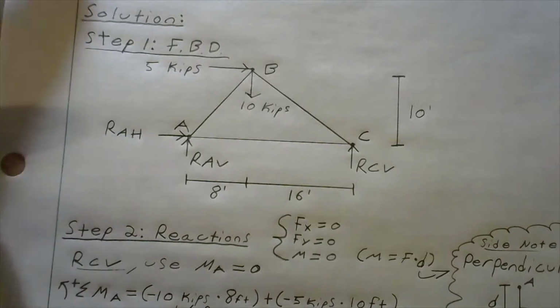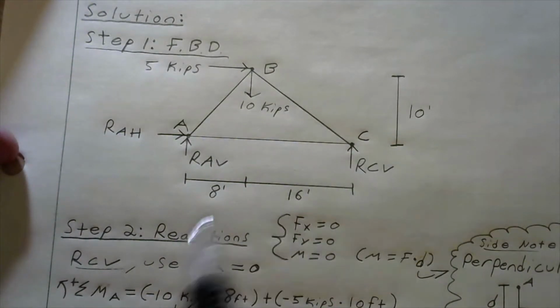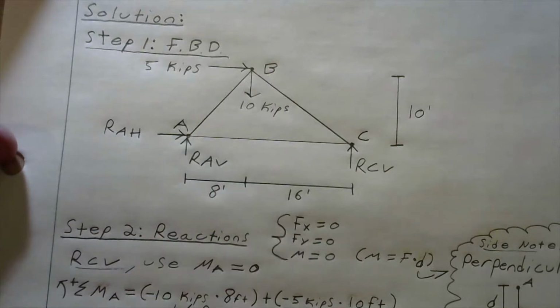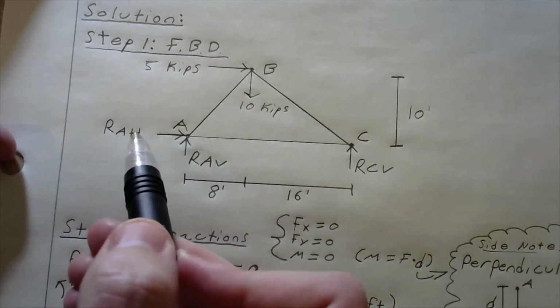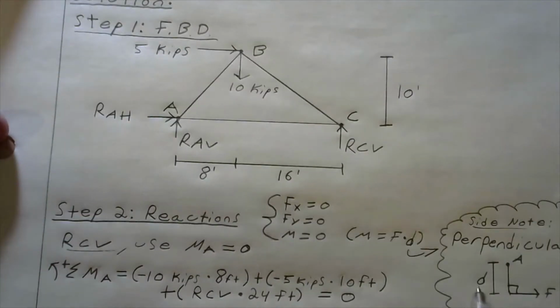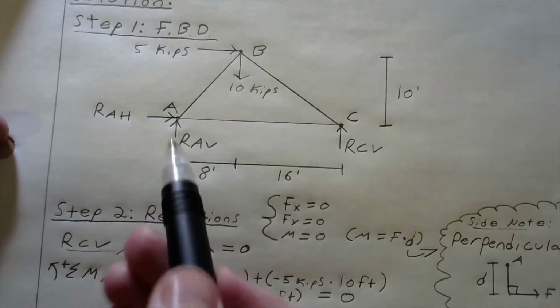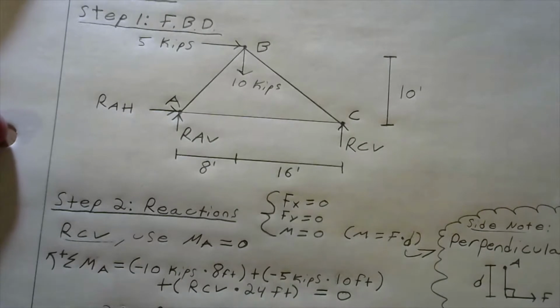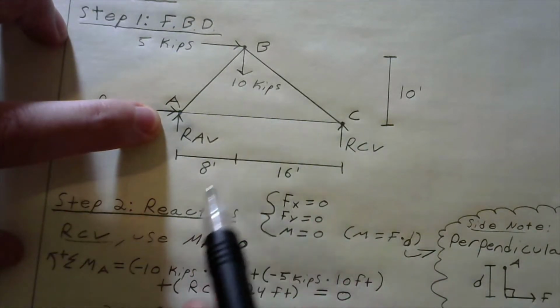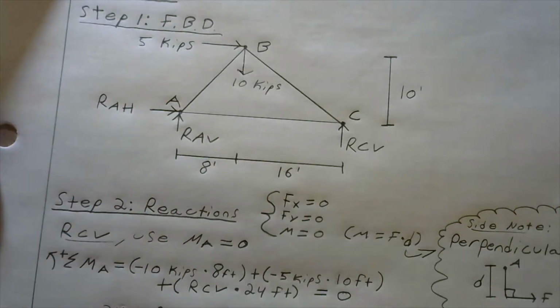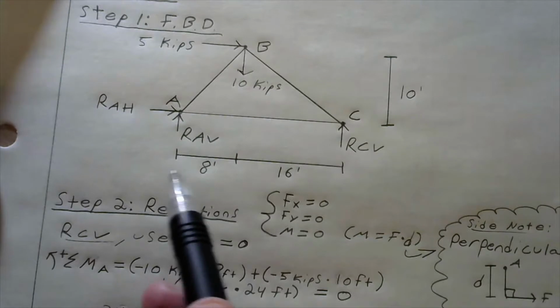And that's the distance you're going to use. So I'm going to start by finding RCV, and you do that by taking the moment about A. When you take the moment about A, it will cancel out RAV and RAH because their perpendicular distance is 0, because they're passing through the point. So this is what it looks like. You're going to have a negative 10 kips because anything that rotates counterclockwise is positive. So from A's perspective, 10 kips rotates this way, and it's going to be negative. It's going to be multiplied by its perpendicular distance, which is 8 feet.